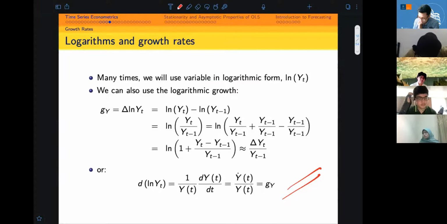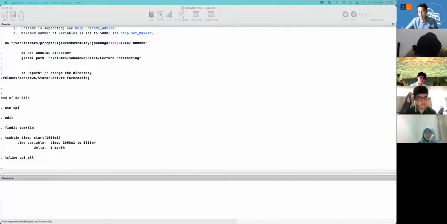All right. I'm going to go to Stata and I'm going to provide you with a direct example of calculating growth rate, both using the first alternative and then using the logarithmic growth. But before we go there, any questions, please? Okay, great. I'm going to switch to Stata and provide you with an illustration on how to calculate growth rate using available data.